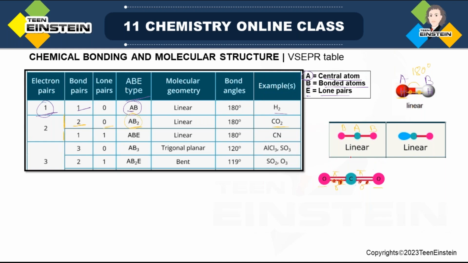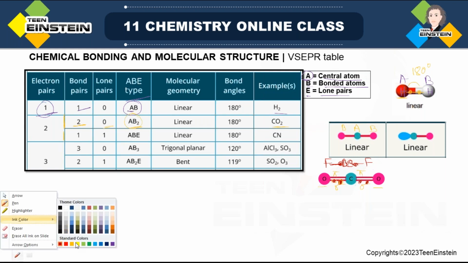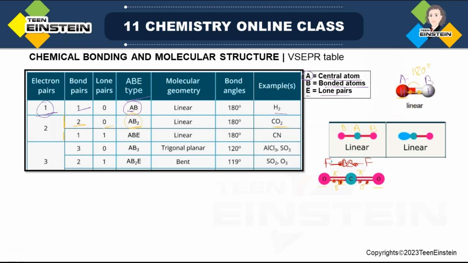You can also take another example, suppose BeF2. So Be, it is a group 2 element, valence electrons total 2. So these two electrons will be used up for bond formation with fluorine, and another electron will be coming from fluorine. But surrounding beryllium, how many electron pairs are there? Total 2. So this is also another example of this type AB2.